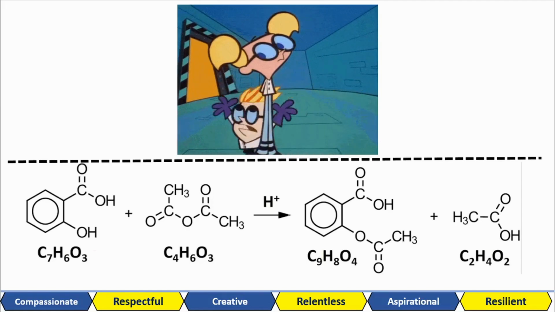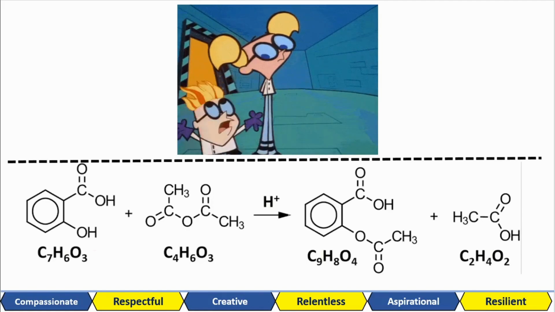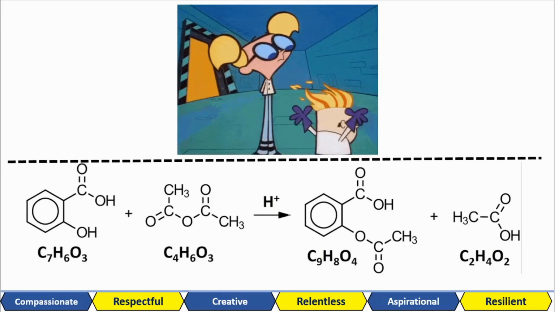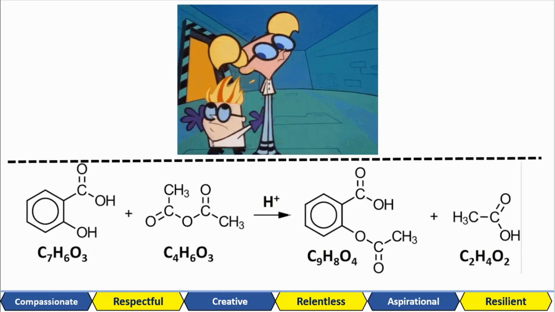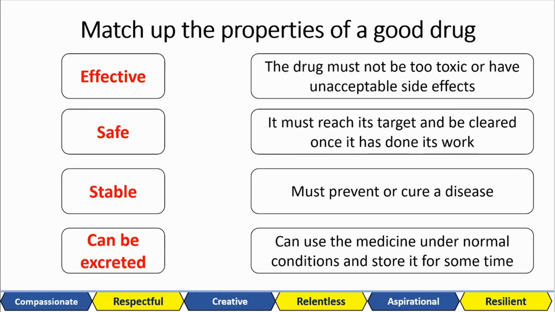You obviously don't need to know this chemical reaction, but you do need to be able to state that most drugs are now made synthetically, or they're made in the lab. There are 4 properties that make a drug an excellent drug.